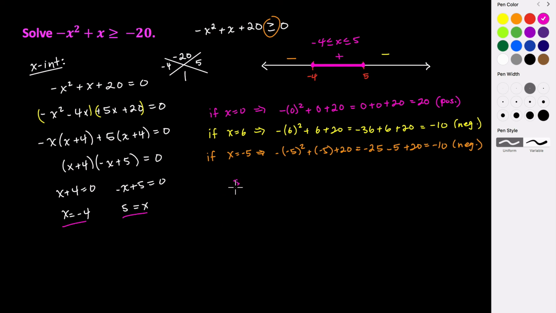So it's the set of all x such that negative 4 is less than or equal to x is less than or equal to 5. That's our solution set. If we were doing this in interval notation, since it's closed, it would be brackets at both ends. So it would be brackets, negative 4 comma 5. That would be the interval notation for the solution set in this problem.